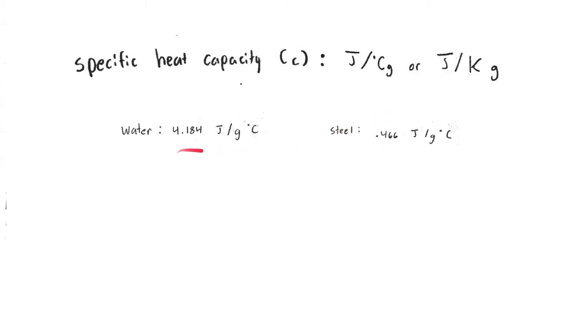Water has a specific heat capacity of 4.184, meaning that you need 4.184 joules of energy to raise the temperature of 1 gram of water by 1 degree Celsius, or Kelvin. On the other hand, steel has a specific heat capacity of 0.466, meaning that you need 0.466 joules of energy to raise the temperature of 1 gram of steel by 1 degree.